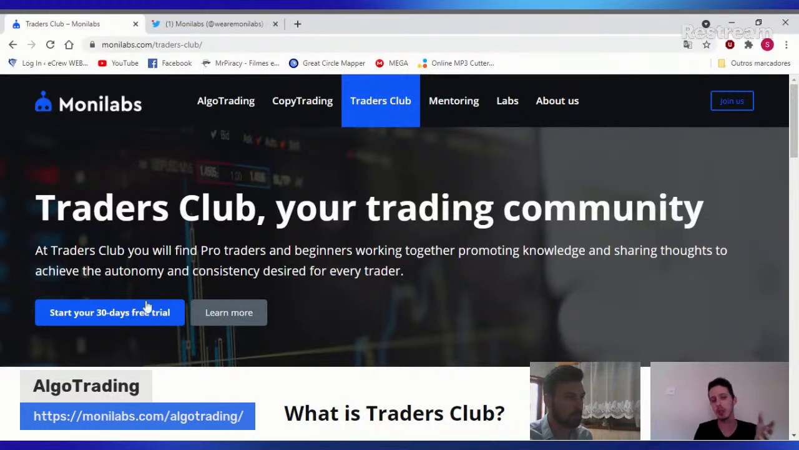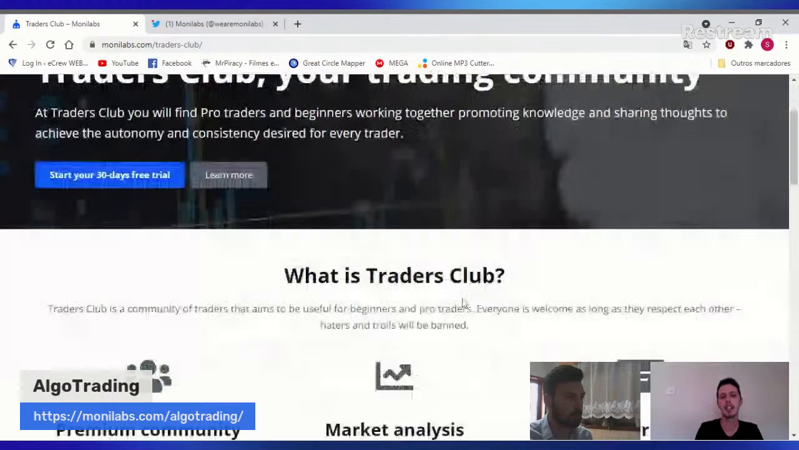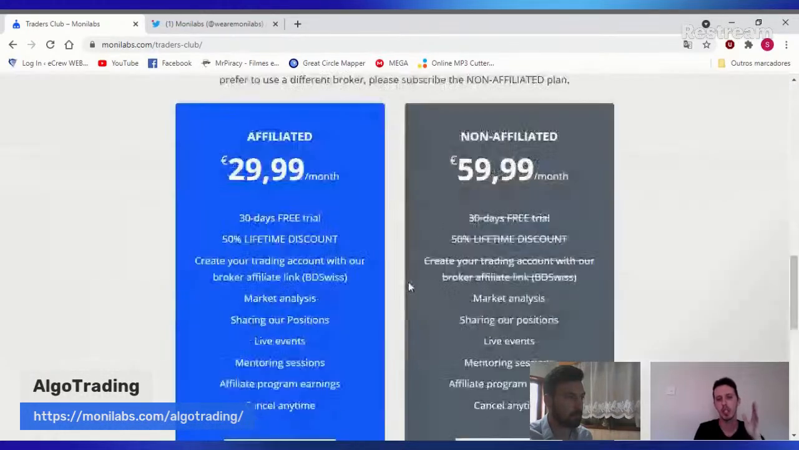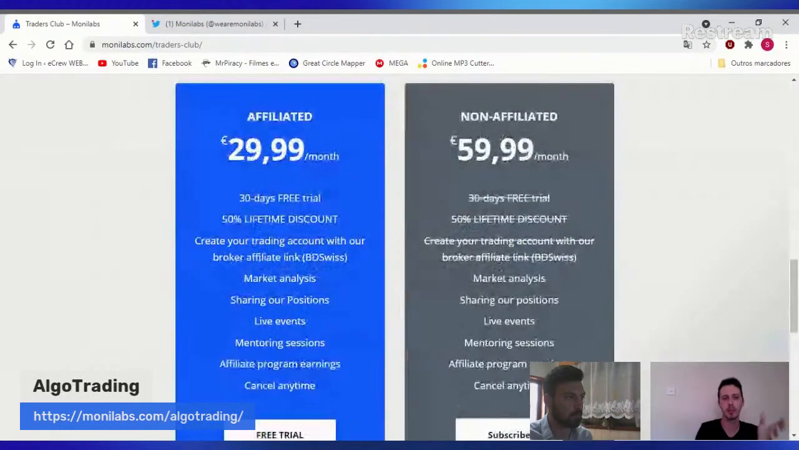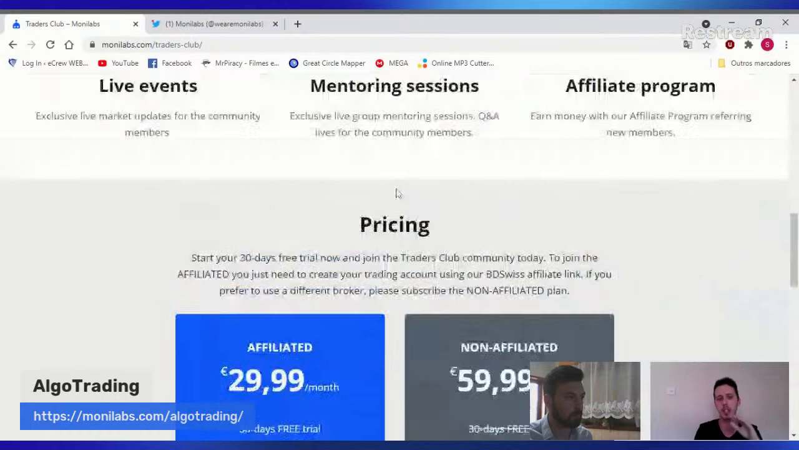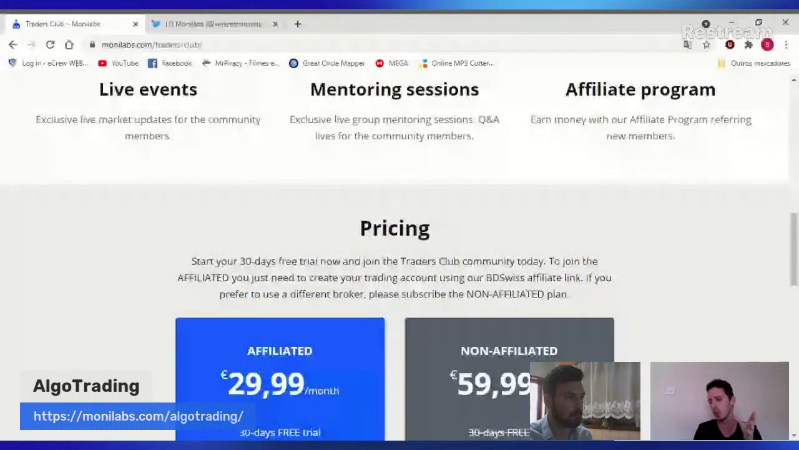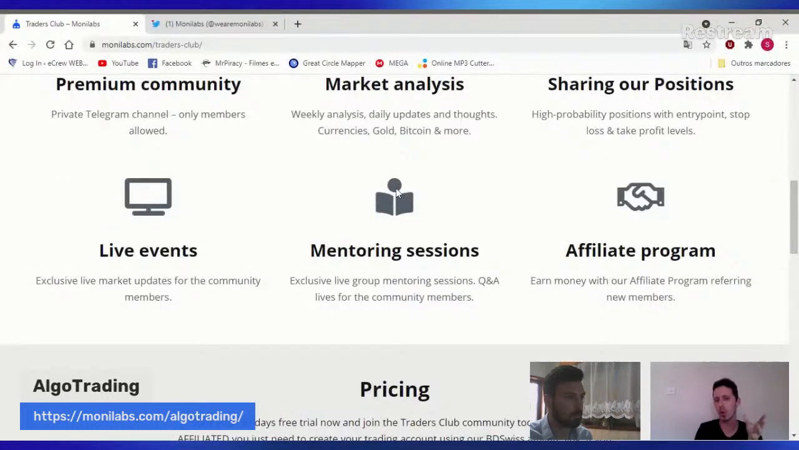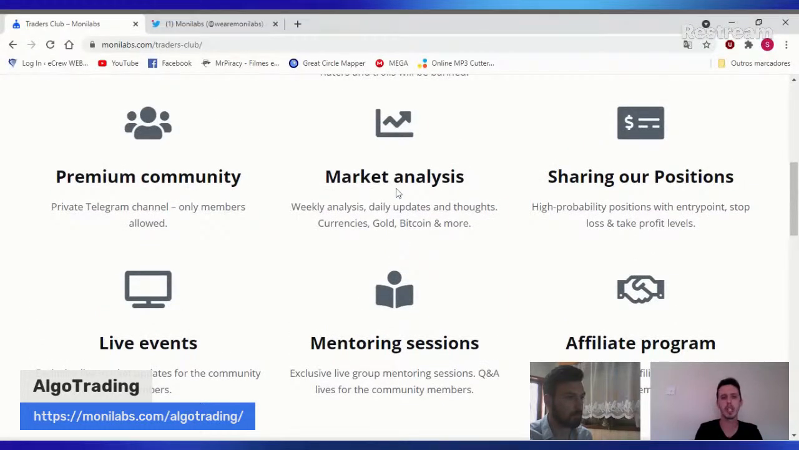It will start with a 3 day free trial, and after that we will charge $29.99 per month for the affiliated people, and for the non-affiliated it will be $60. The only difference is you are using our broker partners and you are affiliated. If you are not and you want to keep your broker, you have the non-affiliated.